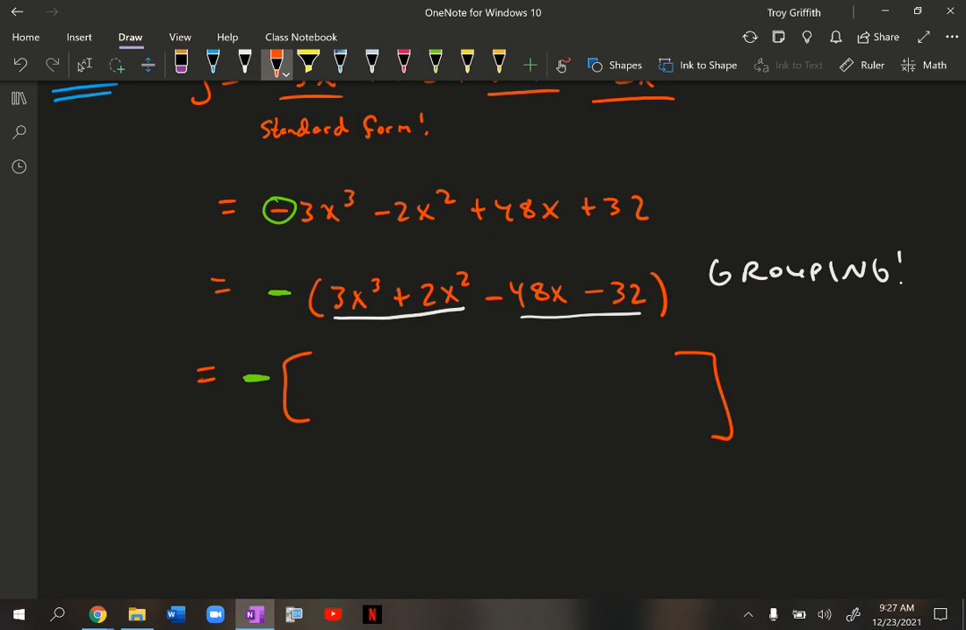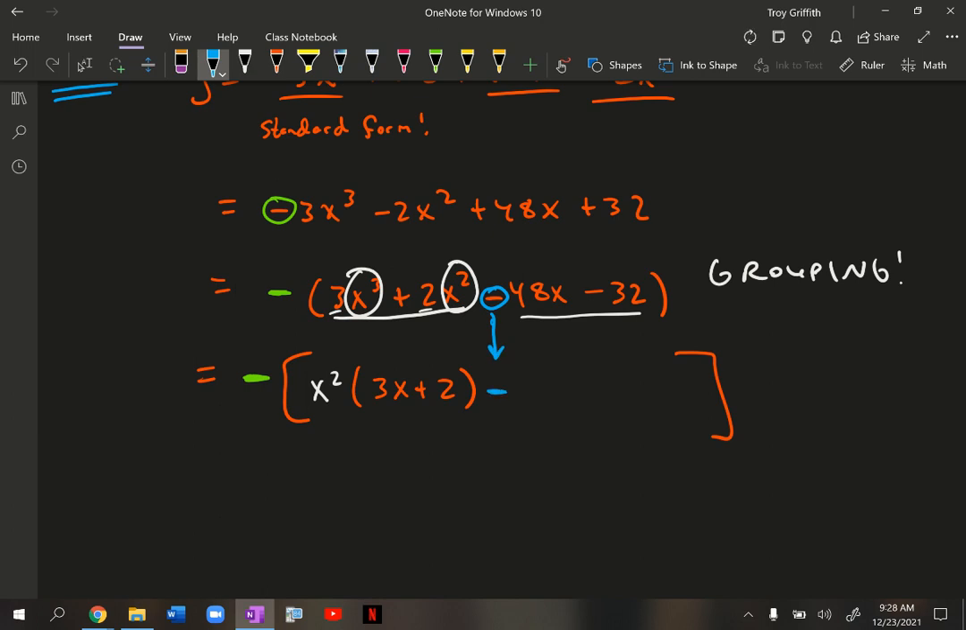So let's look at these first two terms, 3x cubed and 2x squared. Well, 3 and 2 I can't do anything with, but between an x cubed and an x squared, I can take out an x squared. Okay, so let's figure out what happens when I do that. When I take out that x squared, this becomes a 3x plus 2 left over. Okay, and then remember, when you factor by grouping, the very next thing you're always going to do is you're going to take out this sign, whatever it is.